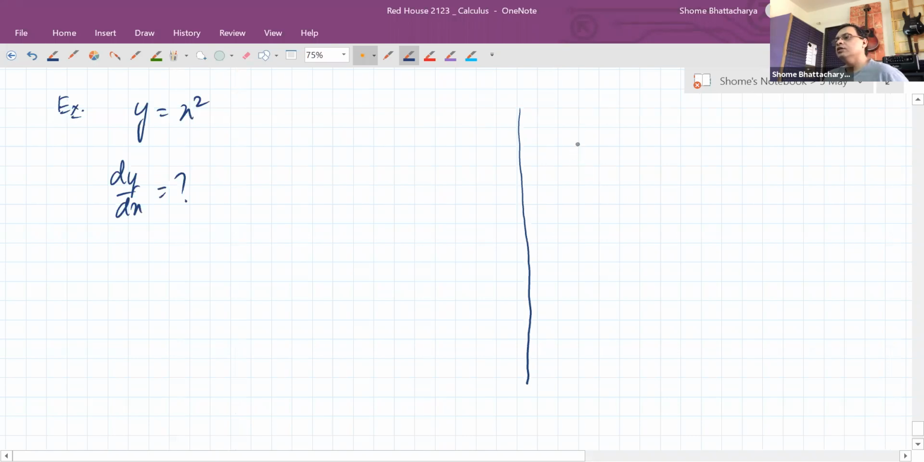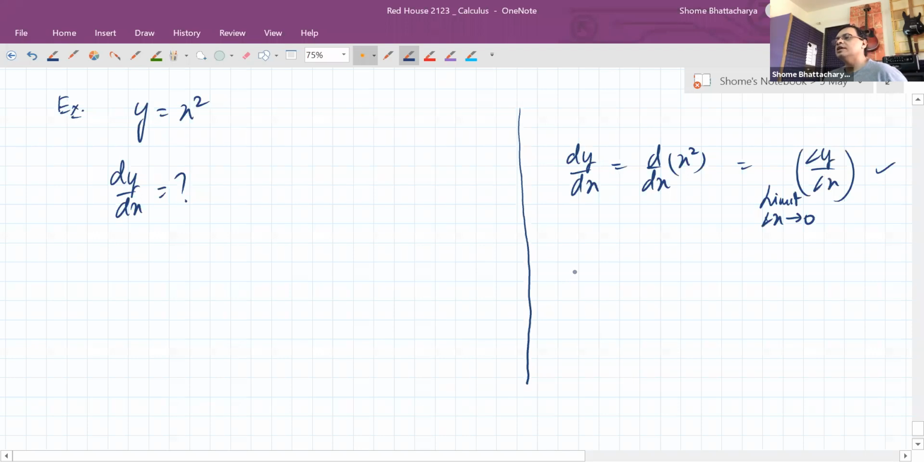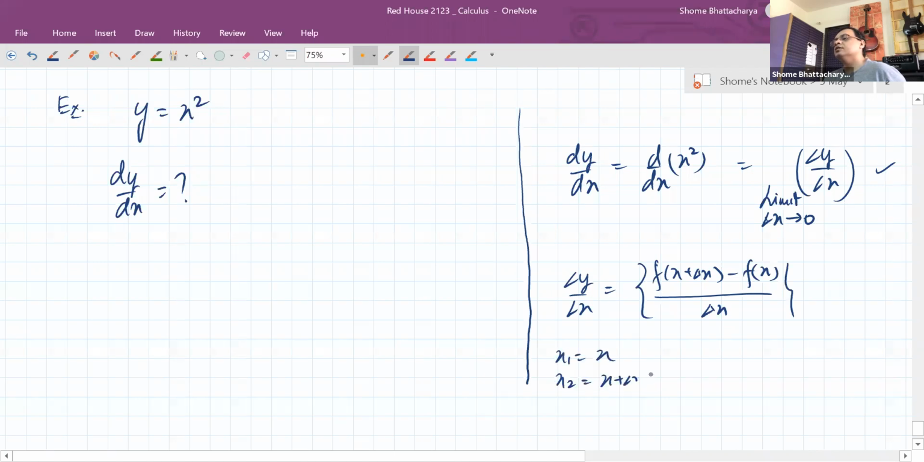So what we want to do here, dy by dx or differentiation of the function x square, is to actually find delta y by delta x under the limit that delta x is tending to 0. Now remember what was delta y by delta x? It was equal to the change in y, that is f of x plus delta x minus f of x divided by delta x, because we can take x1 as x and x2 as x plus delta x. So y1 becomes f of x1, which is f of x, and y2 becomes f of x2, which is f of x plus delta x.